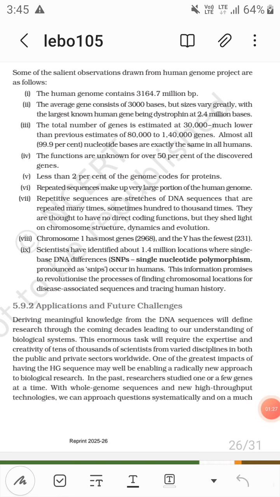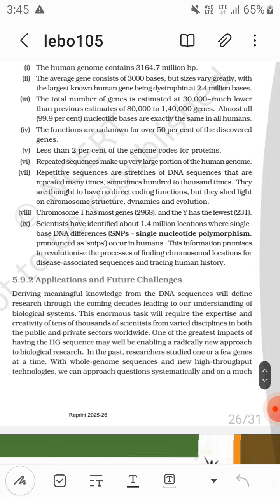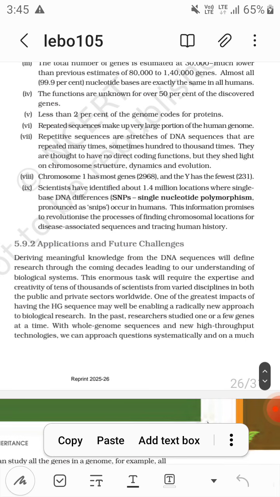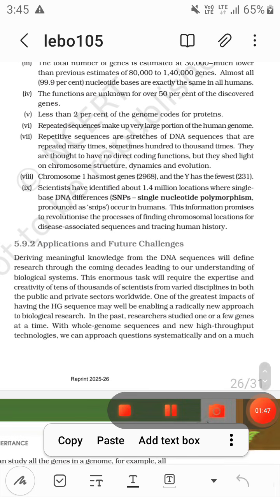Repetitive sequences are stretches of DNA sequences that are repeated many times, sometimes 100 to 1000 times. They are thought to have no direct coding functions, but they shed light on chromosome structure, dynamics, and evolution. So this was repetitive sequences.